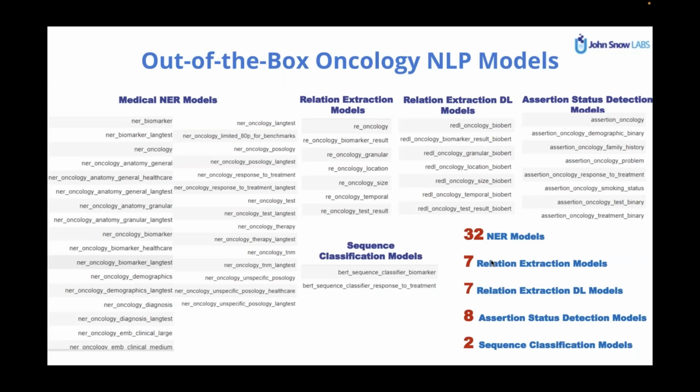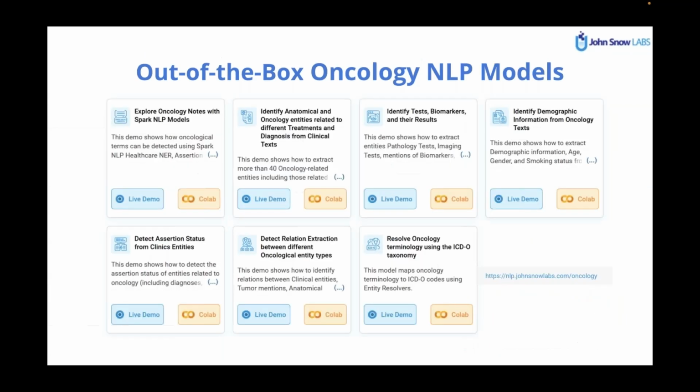Here are all the oncological models that we have. We have 23 NER models, 7 relation extraction models and their deep learning versions, 8 different assertion status detection models, and 2 sentence classification models. As Hasham mentioned, we have a models subpage, and then there are several demos. I will show some examples over there, by the way. There are several demos over there, which you can go over and check the model performances on easily.